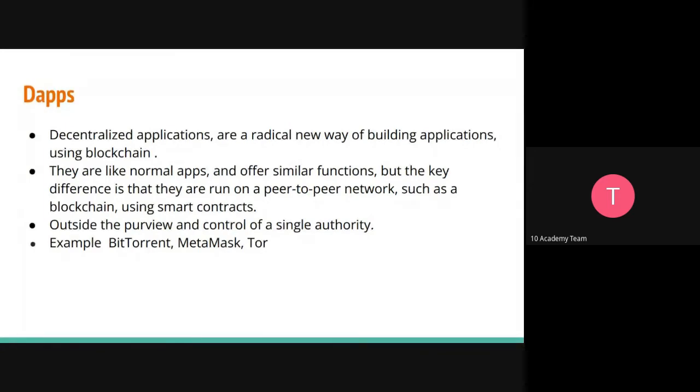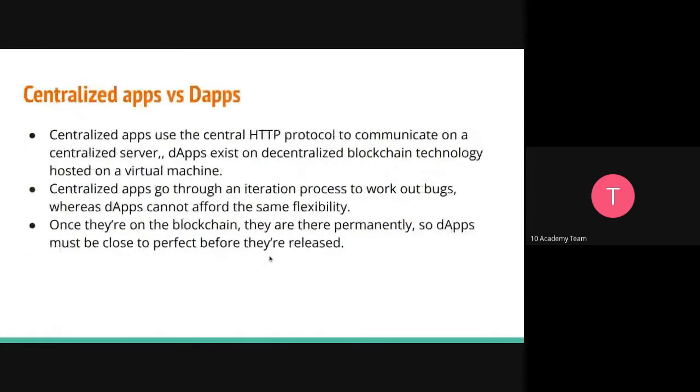So what is the main difference between centralized applications and decentralized applications? The traditional or centralized applications use the central HTTP protocol to communicate. So we usually have a backend that's hosted somewhere on a centralized server, maybe decentralized, but the whole concept of a backend is there. So we have a backend, let's say that we connect to using the HTTP protocol, that's hosted somewhere.